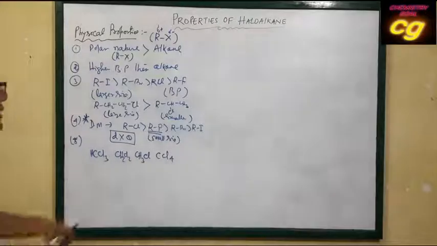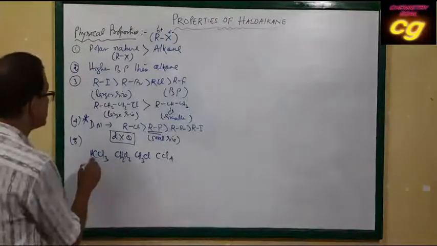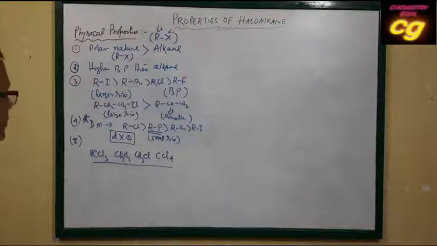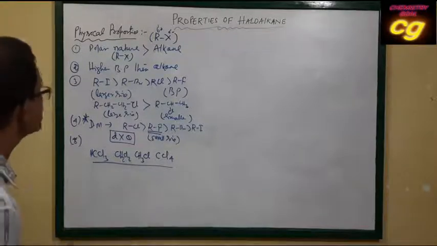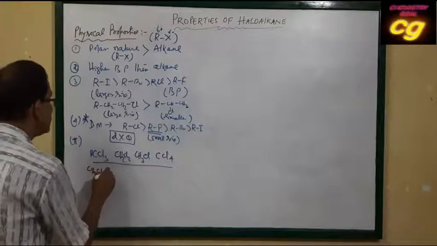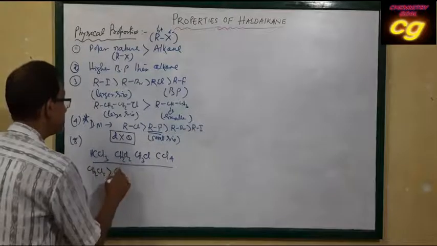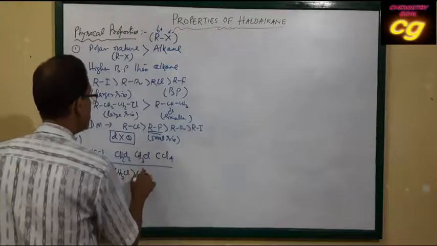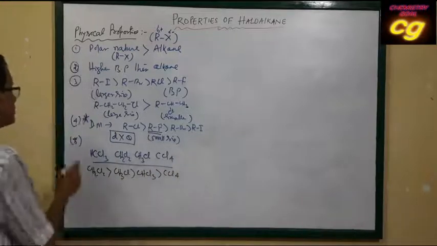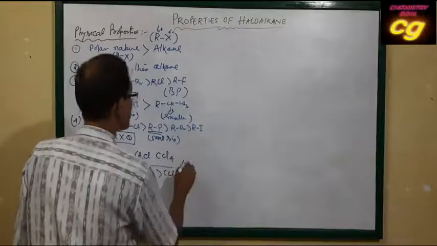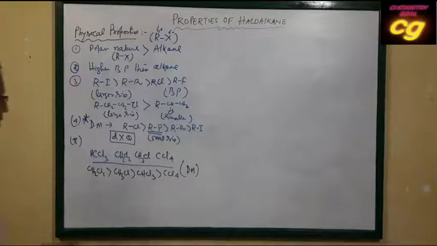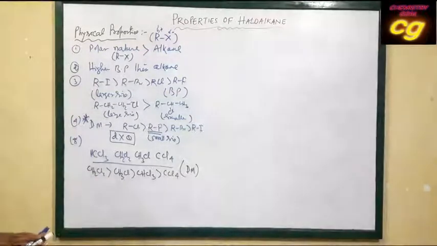upon the bond angle. If you compare the order of dipole moment, the highest is CH2Cl2 greater than CH3Cl, then CHCl3, then CCl4. This is the order of dipole moment. Here it depends only upon the bond angle and the polarity.